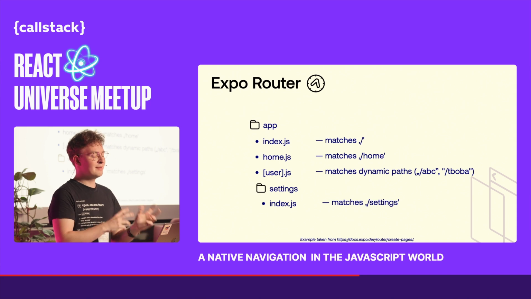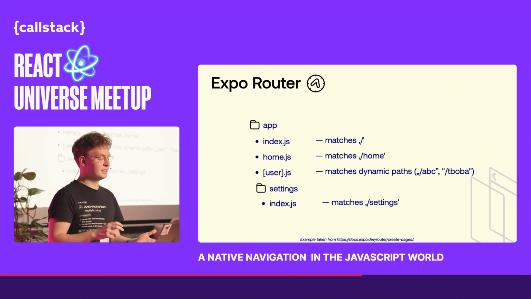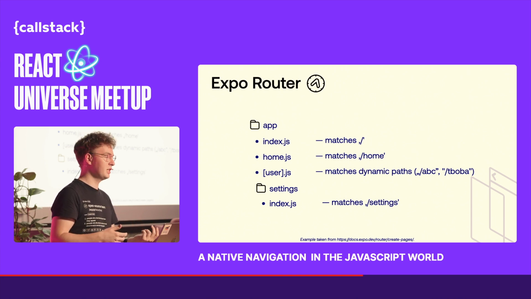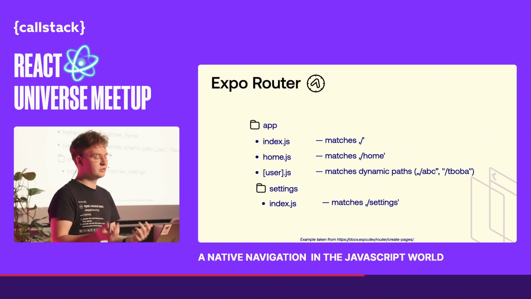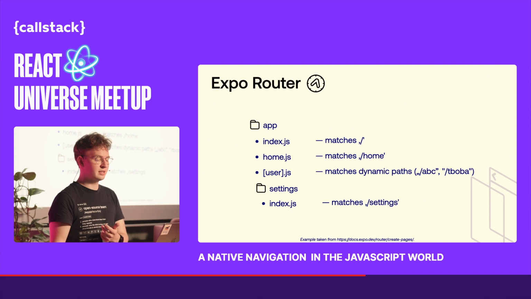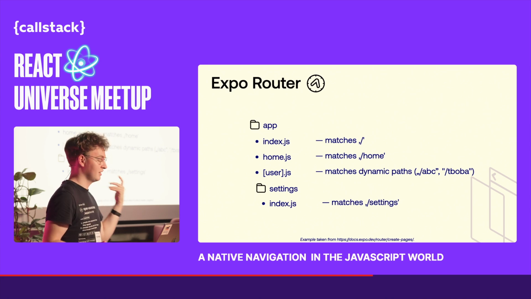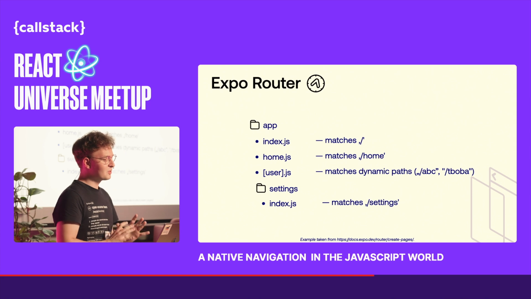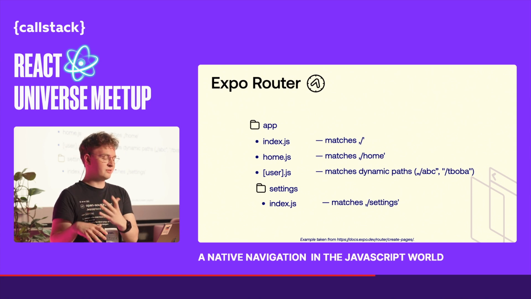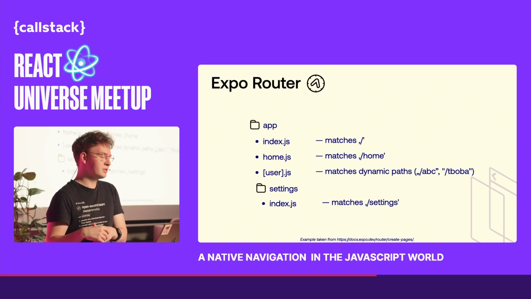When a file is created in the app directory, it automatically becomes a route in our app. Let's say that inside that directory we would like to have index.js, home.js, and [user].js in square brackets files. You can tell, and it's pretty straightforward, that index.js matches the root path, home.js will match /home path, but what [user].js does is that this route will match dynamic paths, where you can type whatever you want, like /abc or /tboba, right, like there. Pretty cool, huh?